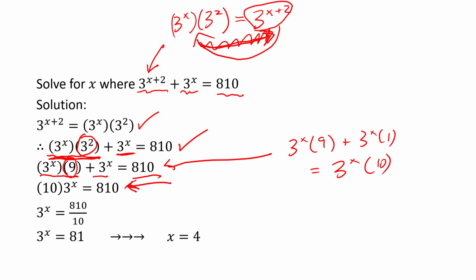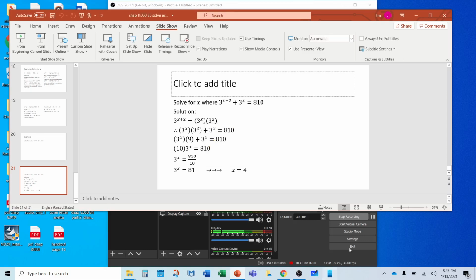Now from this last line I just looked at, I can divide both sides by 10, and I can ultimately say 3 to the x is equal to 81. 81 is 3 to the 4, so we're saying 3 to the x equals 3 to the 4, so x must be equal to 4. Okay? And that's how you answer many exponential equations without having to use logarithms.